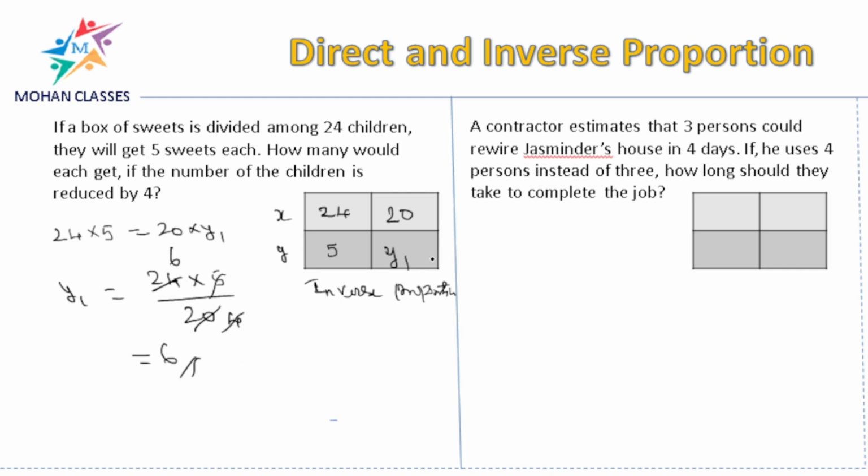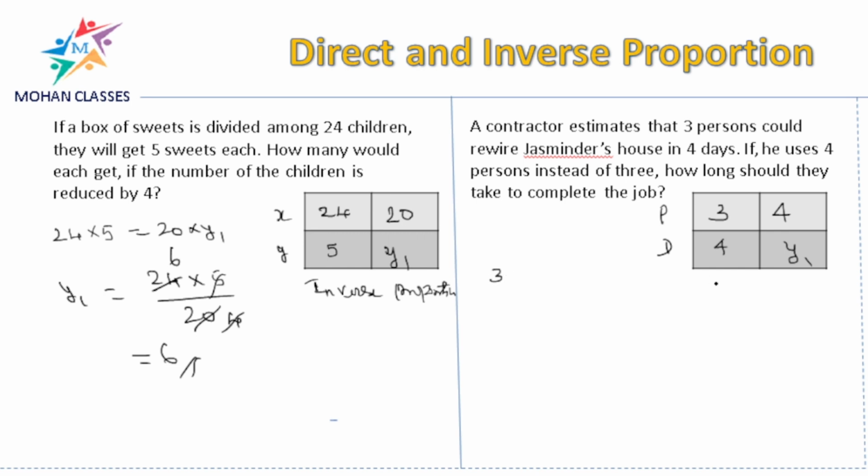Let us do this. A contractor estimates that 3 persons could rewire a house in 4 days. So 3 persons, how many days are they taking? 4 days. Person and days. So here if he uses 4 persons, he has increased the number of people. So what will happen here? Automatically the days are going to come down, right?